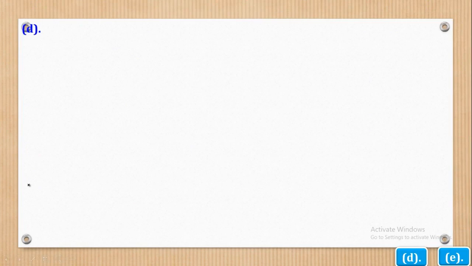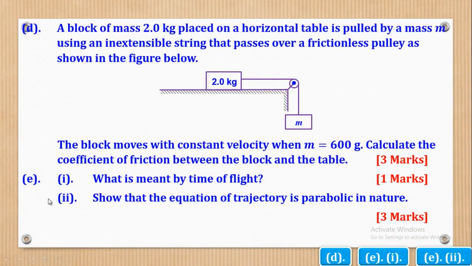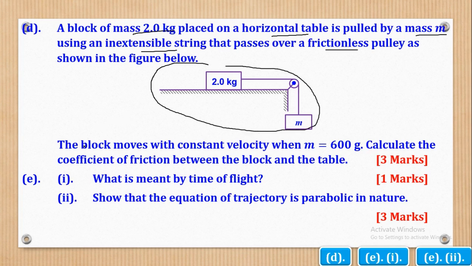So now we shall go to part D. Part D says a block of mass 2 kilograms placed on a horizontal table is pulled by a mass m using an inextensible string that passes over a frictionless pulley as shown below. In this case they have helped us by drawing the sketch, but you must be able to read the question and draw the sketch by yourself. In this case they helped us and made this question a little simpler.